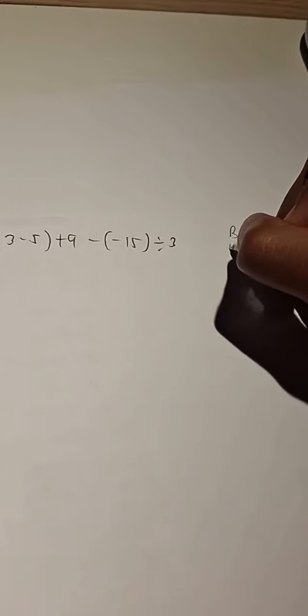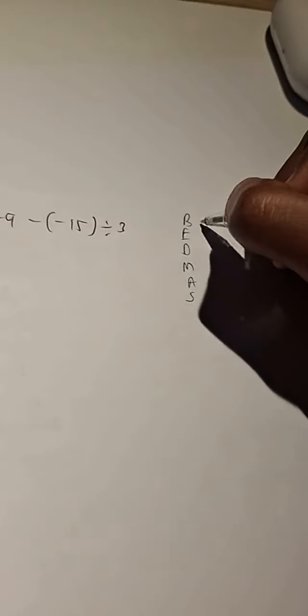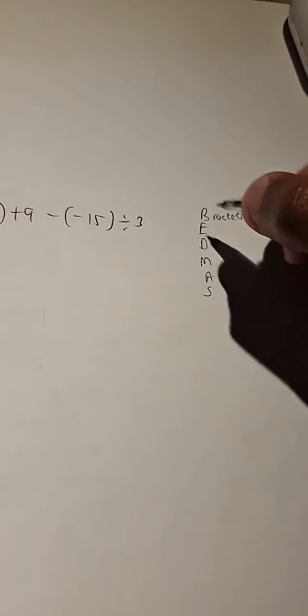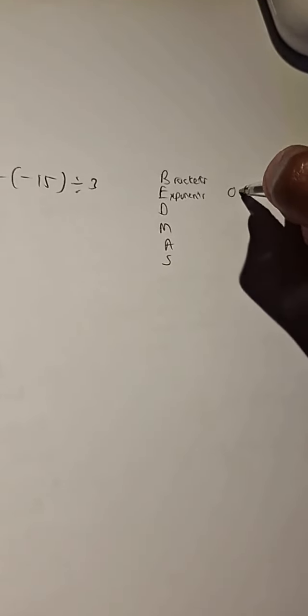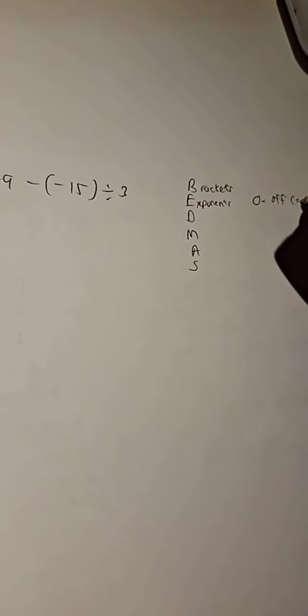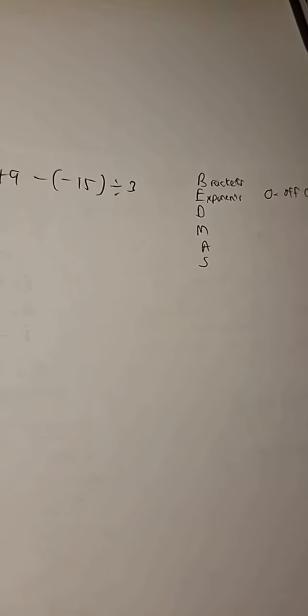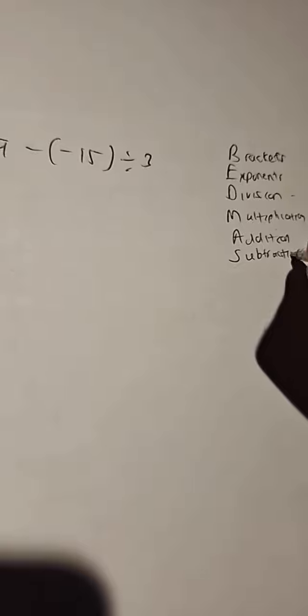When we have questions like this, we need to remember Mr. BEDMAS. B means brackets, E exponents. I know you know O, which means of, or order of signs, but when we are in grade 9, E is exponents, yes, this is grade 9 GEC. D is division, M multiplication, A means addition, and S means subtraction.